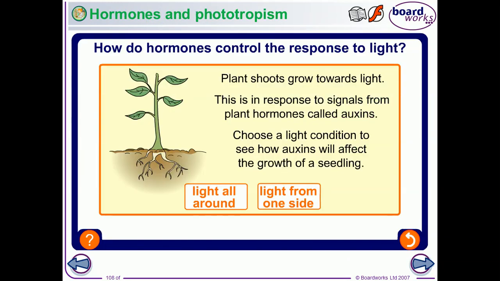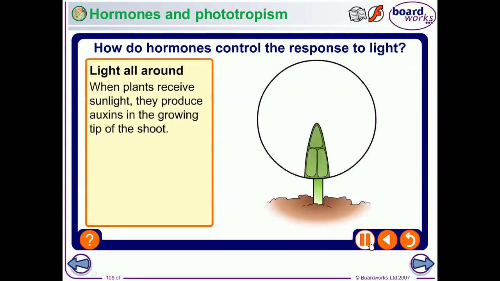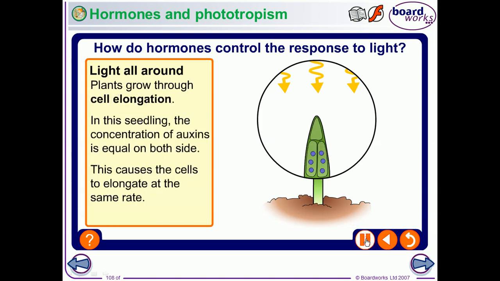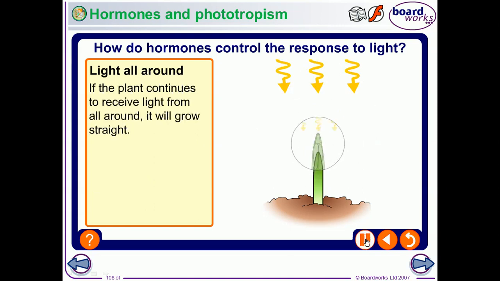So how do hormones respond to light? If there's light all around, you have hormones on the tips of the shoots, called auxin, and they respond to the light. Where the light is all round, they diffuse equally to both sides of the shoot, so both sides have auxin, and that causes the cells on both sides of the shoot to elongate, and the shoot grows towards the light, so it can do more photosynthesis.